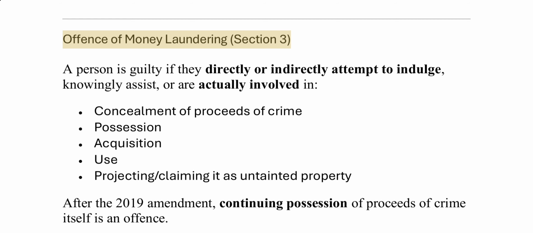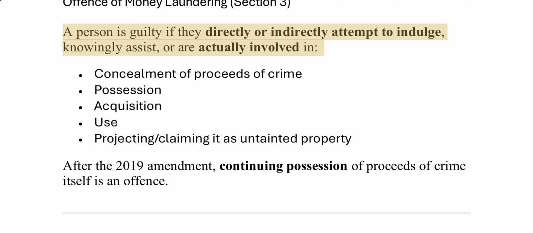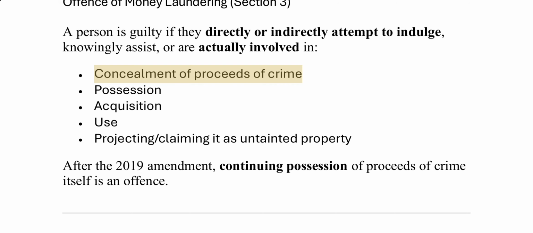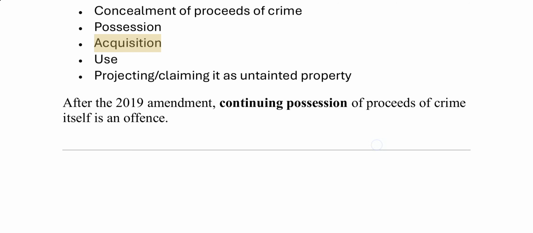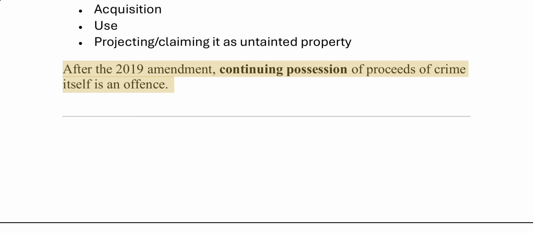Offense of money laundering, Section 3. A person is guilty if they directly or indirectly attempt to indulge, knowingly assist, or are actually involved in concealment of proceeds of crime, possession, acquisition, use, projecting, or claiming it as untainted property. After the 2019 amendment, continuing possession of proceeds of crime itself is an offense.